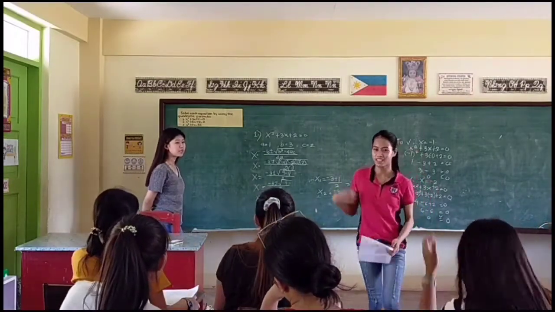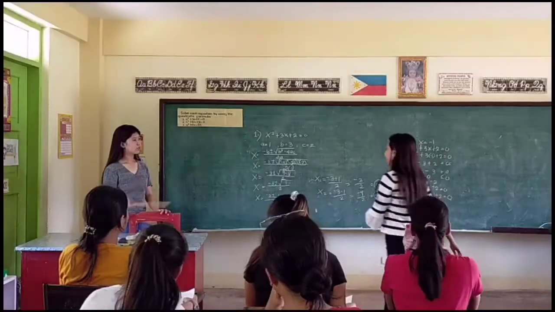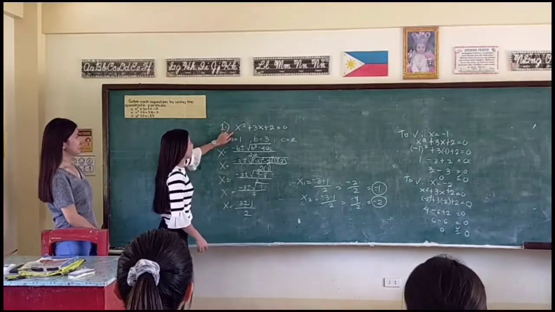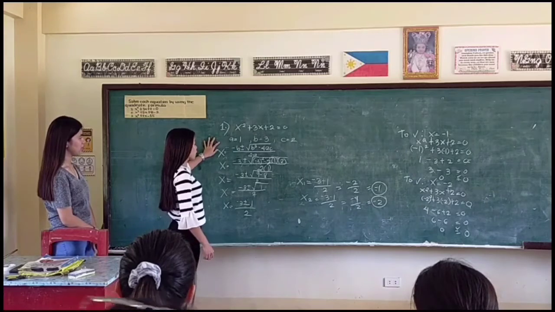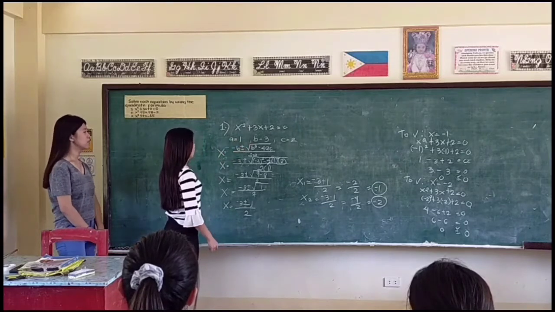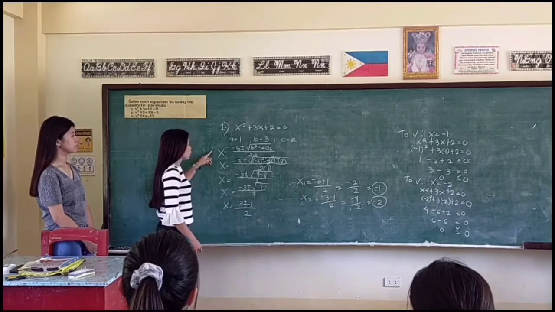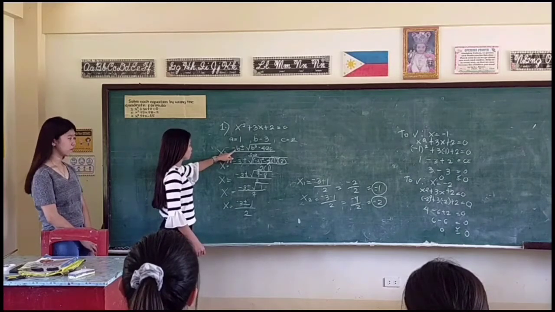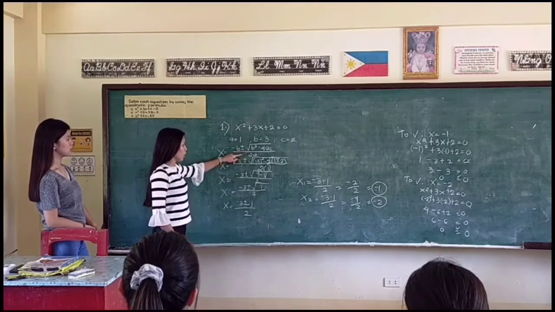May we call on Miss Nava to explain their work? Good morning, ma'am. X squared plus 3x plus 2 equals 0. First, get the numerical values: A equals 1, B equals 3, and C equals 2. To get the value of x, first we use the quadratic formula: x equals negative b plus or minus the square root of b squared minus 4ac over 2a.